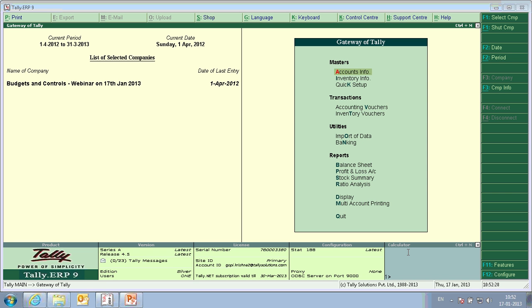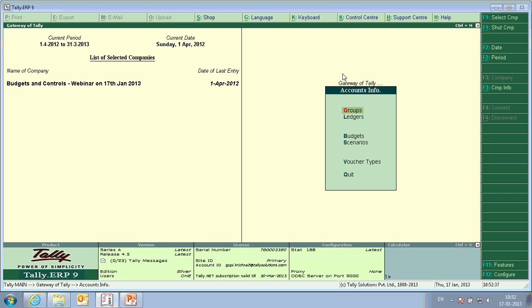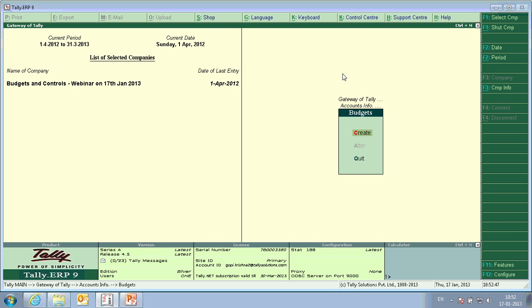Right. So now I'm going to accounts info. It is not a must that you need to have money, okay? You can have negative cash also. So I'm going to accounts info, then budgets. Yeah, I do that, Anaga. Okay. Now I'll go to budget and then create.